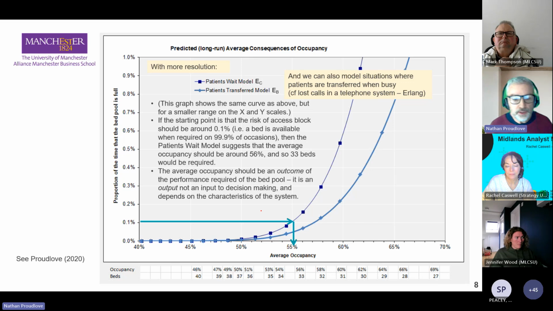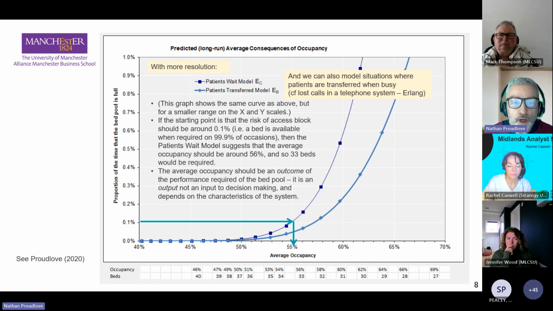So modeling in a bit more detail, or a bit higher resolution, and switching from Excel to R, the curve I drew before is this dark blue one. So we can see what the actual number is. And this was a model where patients would be waiting, which we didn't want to happen. What's the risk of them waiting?